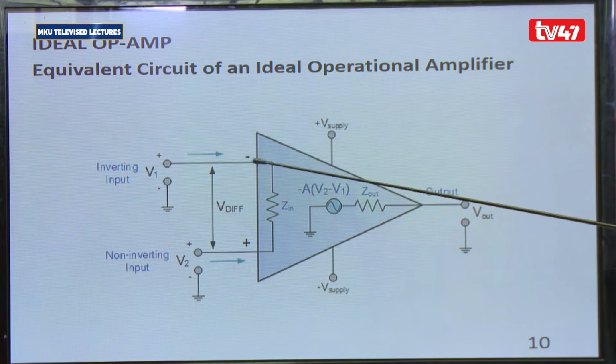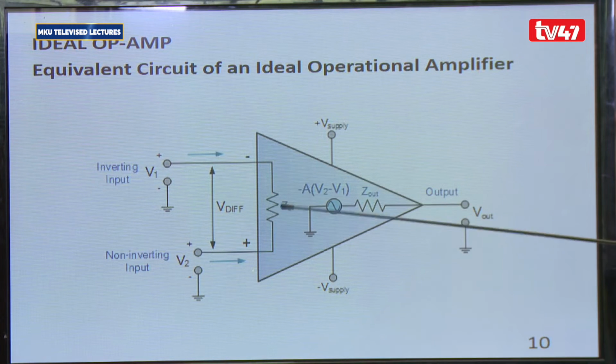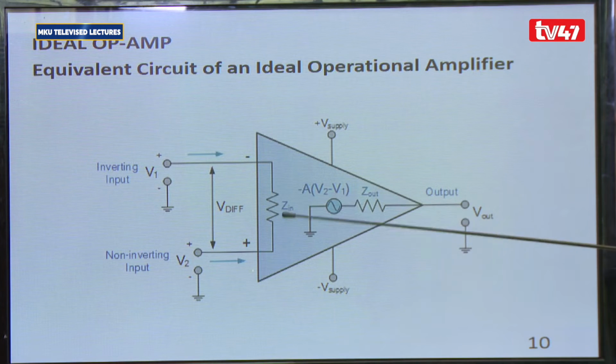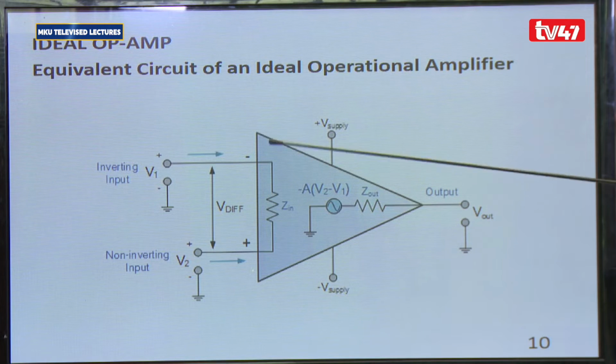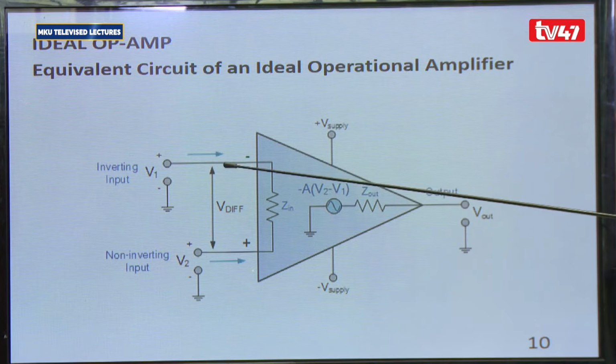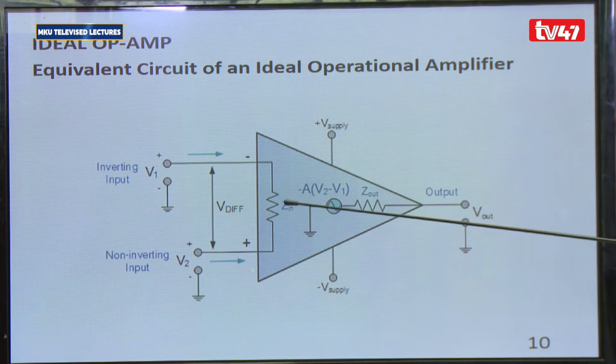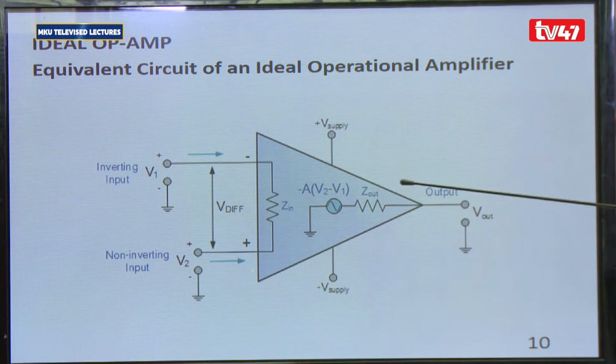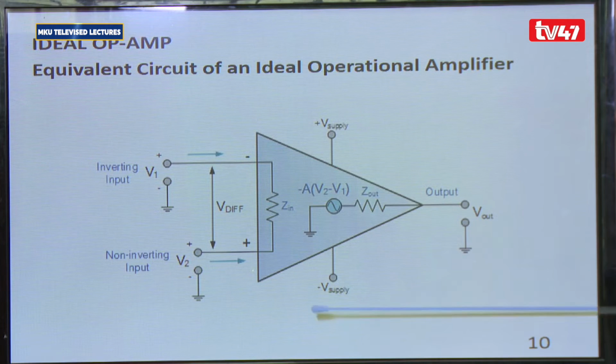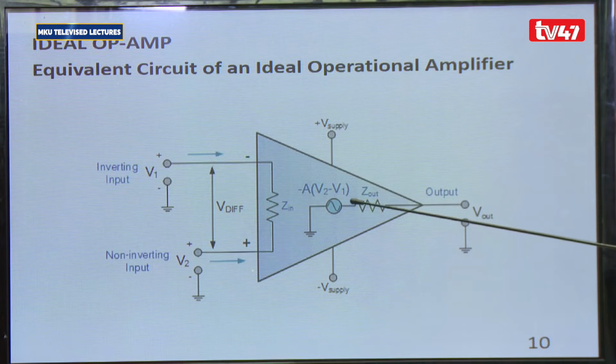Here, as you can see inside, we have our Z in, the input impedance. In the equivalent circuit it is represented like this, and it is usually very high for an ideal operational amplifier, such that a very small current will flow in the input terminals. We also have the equivalent Z out, or output impedance, of the operational amplifier. It's usually very low, because if a load was connected at the output, Z out would appear connected in series. But it is usually very small, such that it has little effect on the output voltage of the operational amplifier.